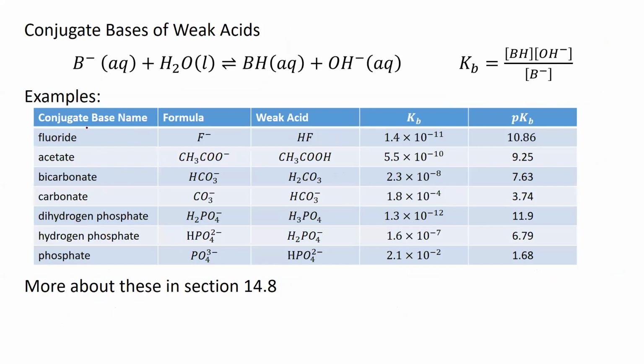All right, so the other category of weak bases is really just the conjugate bases of weak acids, right? We know that a weak acid only dissociates a little bit. But if you have a deprotonated weak acid, something like, as you can see here, fluoride or acetate or bicarbonate or carbonate. I'm missing a 2 on there.